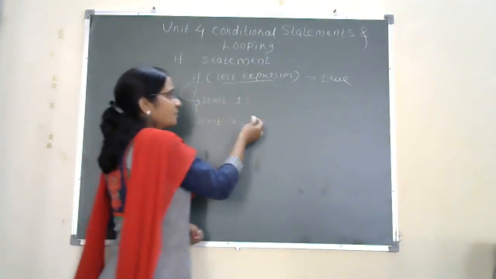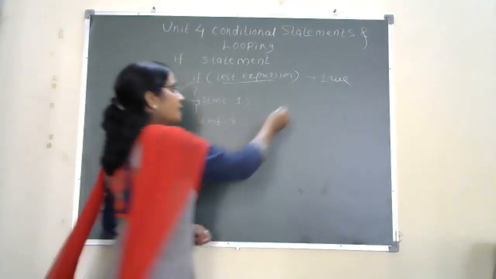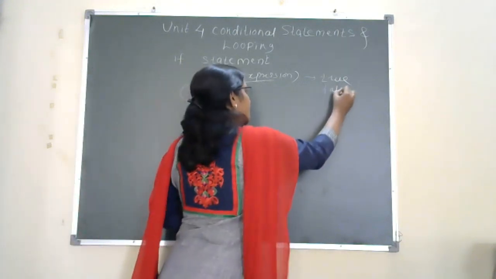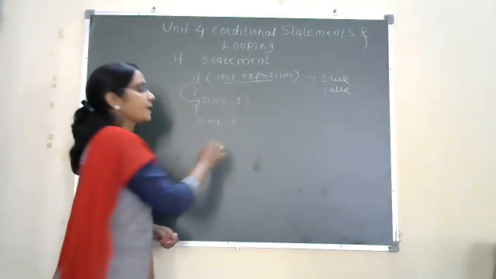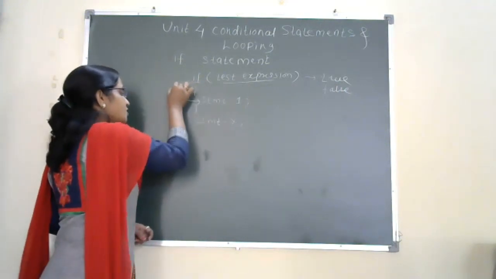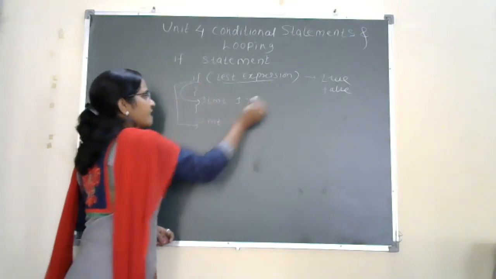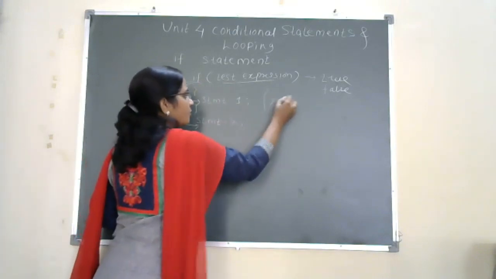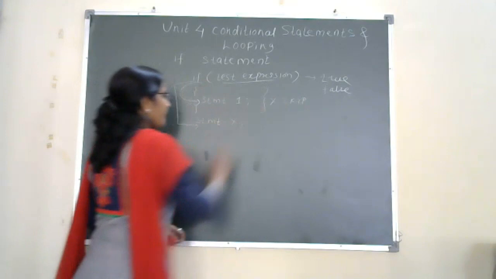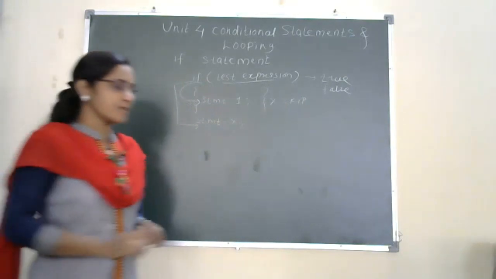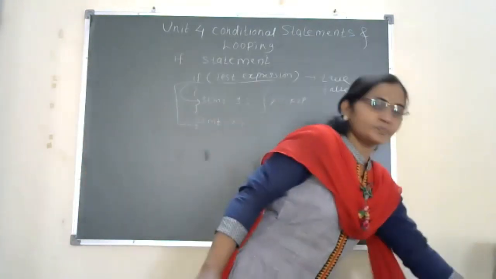But see the other possibility, if the condition becomes false. If the condition becomes false, then the control is directly jumped to statement X, and in this case this portion will be skipped and statement X will be evaluated directly.